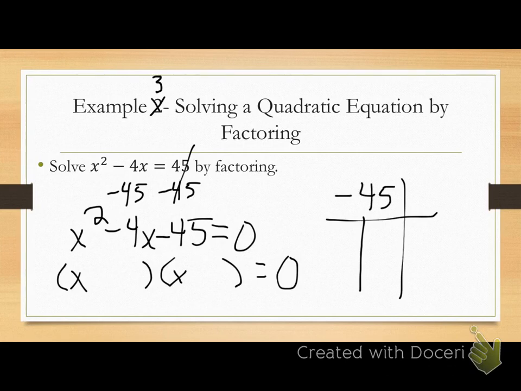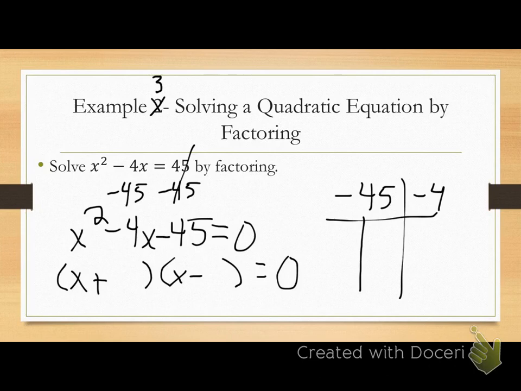What's my b value that goes over in the second column? Negative 4. What are my signs going to be in the parentheses? What does the minus sign in front of the c value tell me? They're going to be different. One's a plus, one's a minus.